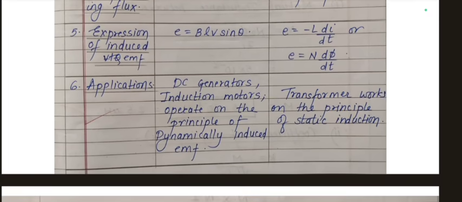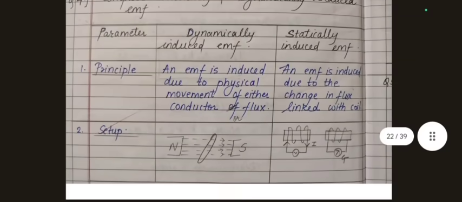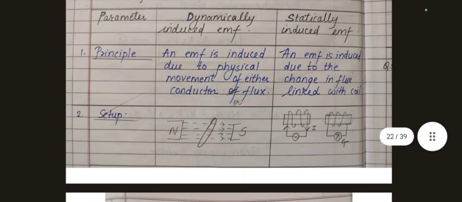Then you have to write about the applications. Dynamically induced EMF is used in DC generators or induction motors, which operate on this principle. And for statically induced EMF, remember only the transformer. The transformer works on the principle of statically induced EMF. So this was the important topic which I have told you. The comparison I have kept further. So this is the comparison. Remember this as an important one.